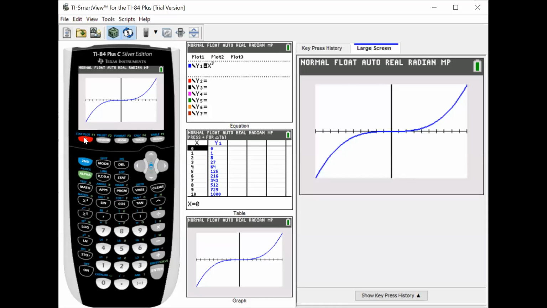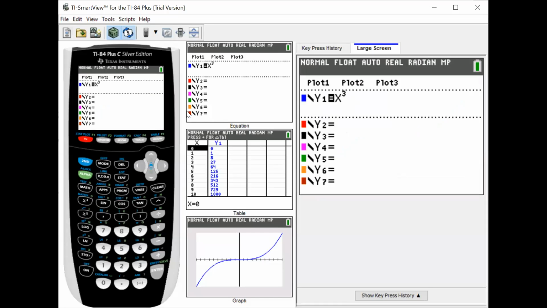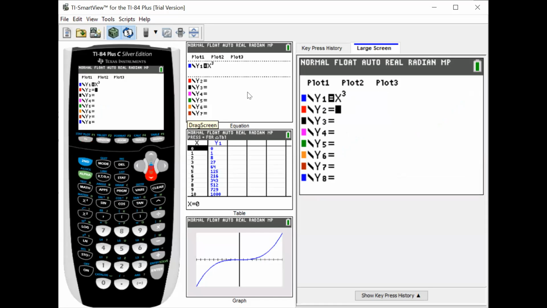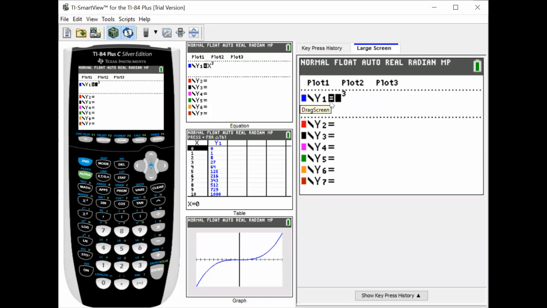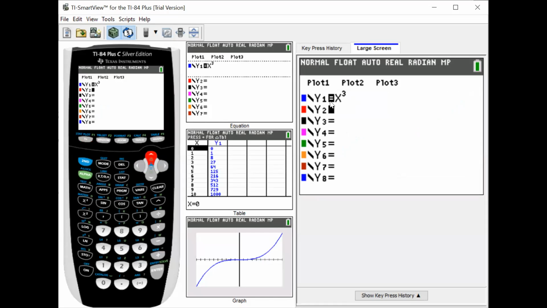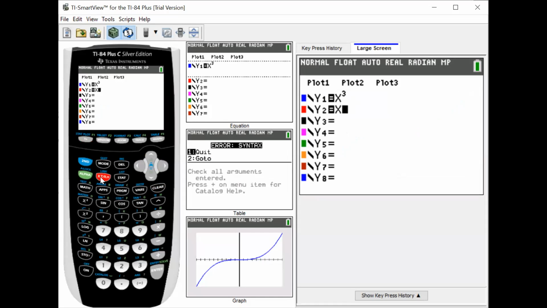So on your graphing calculator, you already have y equals x cubed right there. And do you see how it is blue? So when you have that, the graph will look like it's blue. Now, where it's red, I'm going to put just x. So you're just going to type in x, okay? So you have x cubed and then x on your graphing calculator, and you're going to hit graph, and you're going to graph both of them.